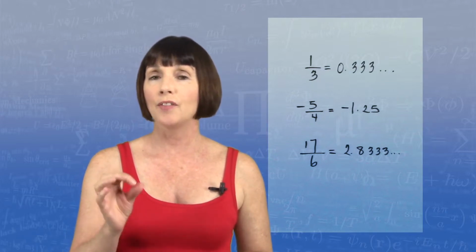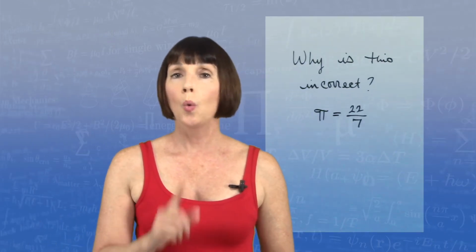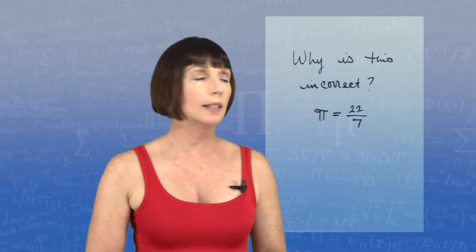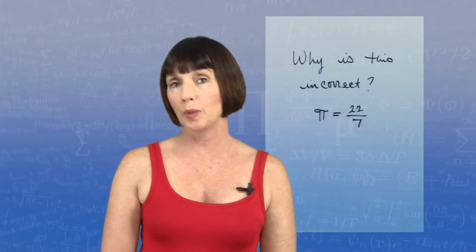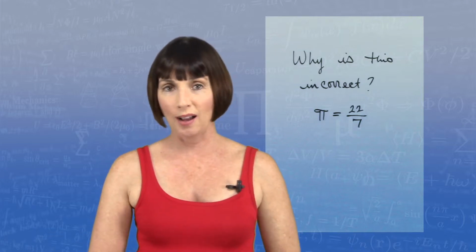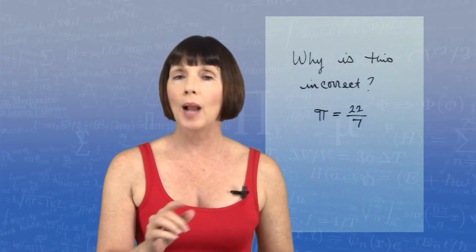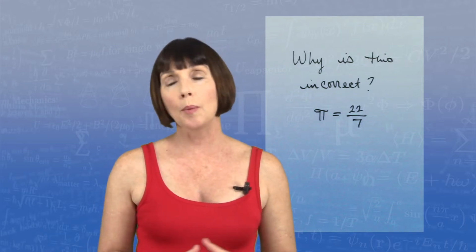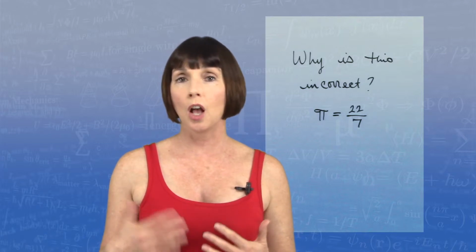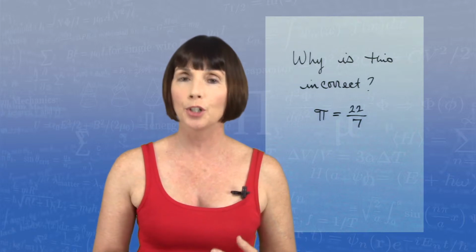Irrational numbers have non-repeating, non-terminating decimal representations. Here's a question for you. Why is it incorrect to write pi is equal to 22 over 7? That is absolutely incorrect. But do you know why? Pi is a well-known constant and an irrational number. The decimal representation of pi just goes on and on and on and never ends. It never repeats and it never terminates.